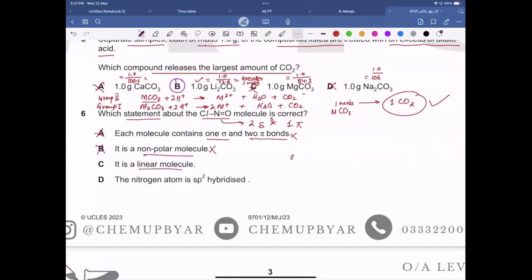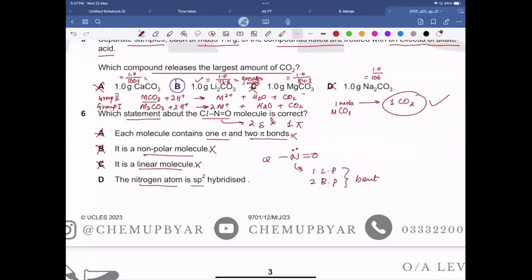If you see nitrogen over here, there is a double bond, there is a single bond, and nitrogen has one lone pair as well. So see, one lone pair, two bond pairs. Whenever there is one lone pair and two bond pairs around the central atom, it's bent, right? It's not linear, it's non-linear. So C goes wrong.